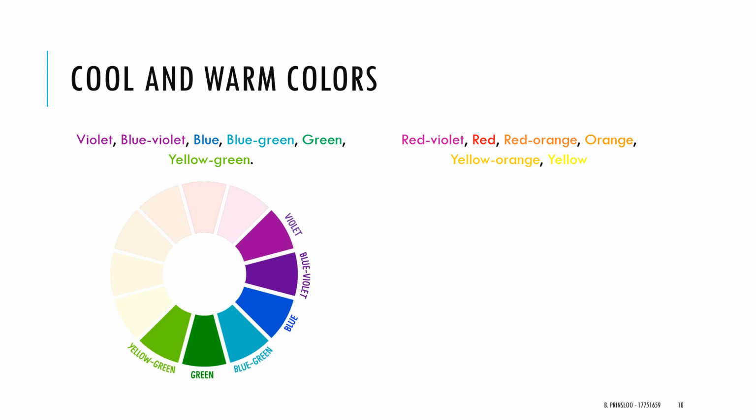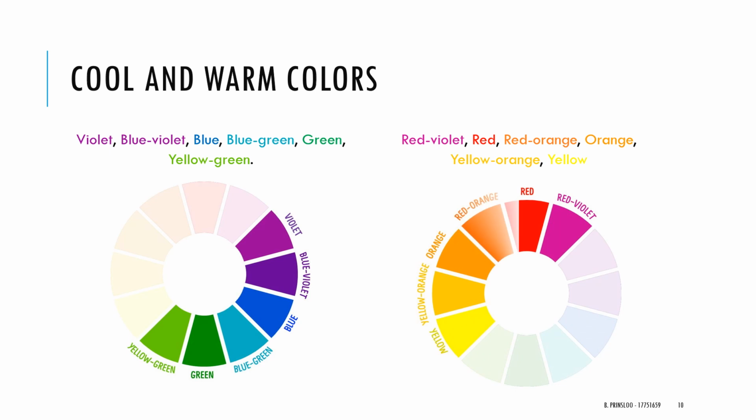The warm colors: red-violet, red, red-orange, orange, yellow-orange, and yellow. You can remember the warm colors by thinking of a warm day when the sun is setting. All these colors come into the sky when the sun is setting.